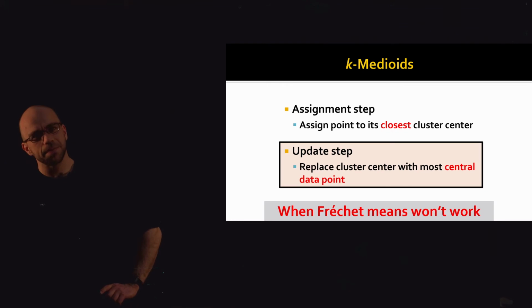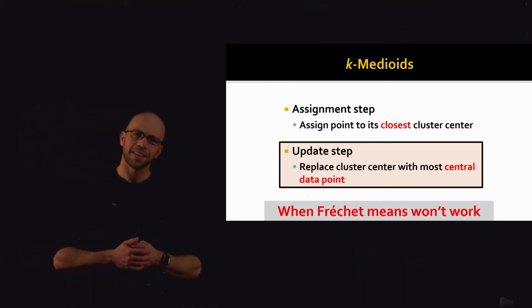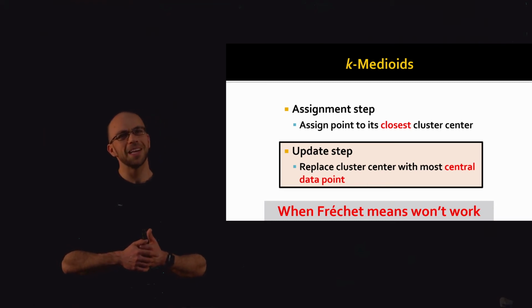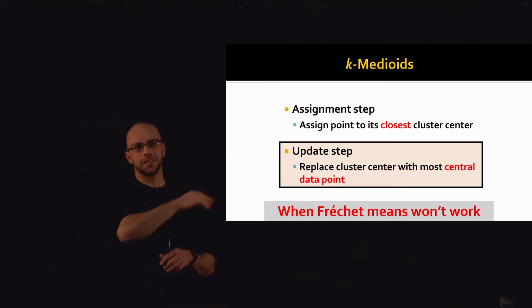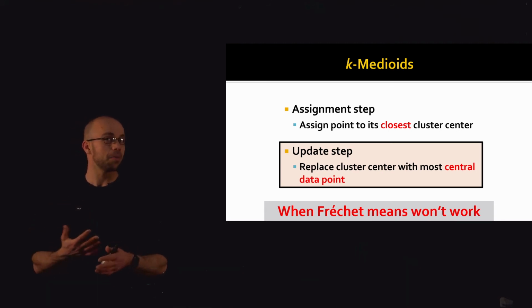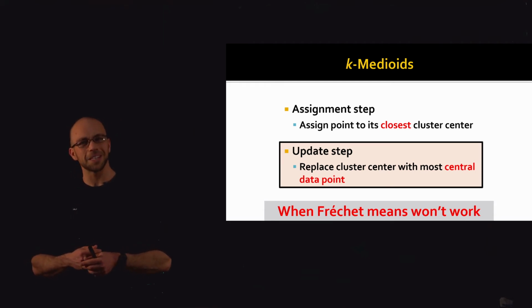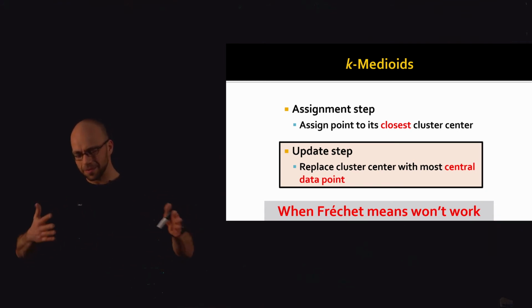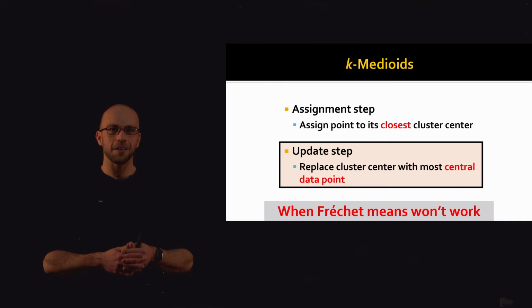And in fact, on spaces where Frechet means don't work, like I need some conditions in order to make that Frechet mean optimization problem well posed, there's a different algorithm out there called k-medoids, which basically just replaces that update step with a different one where, instead of finding a cluster center, which may not be a data point, you just find the data point inside of a cluster which minimizes that objective function. So in other words, you're essentially restricting the space of mu variables to the data set itself.